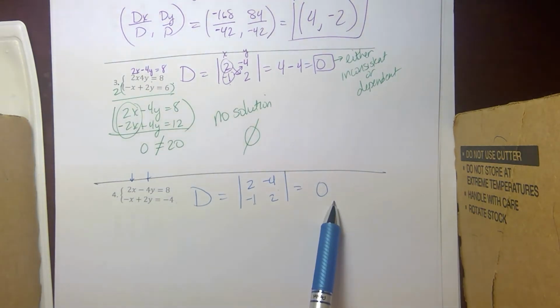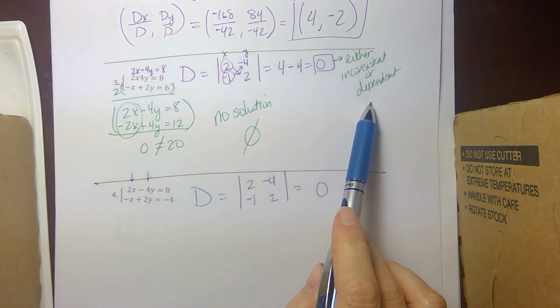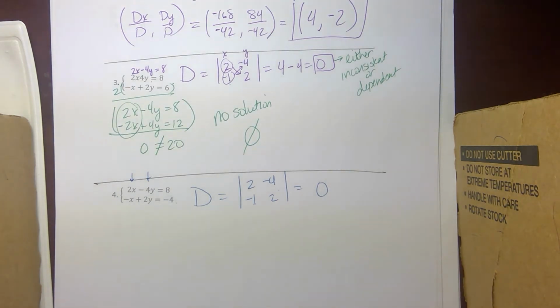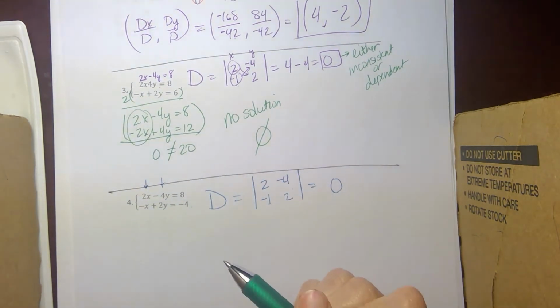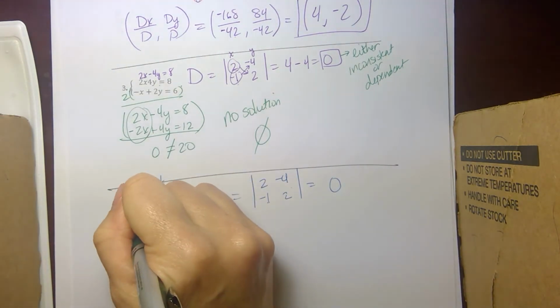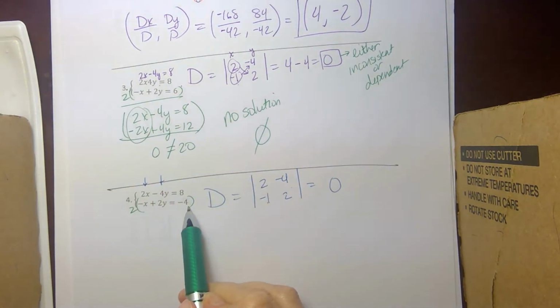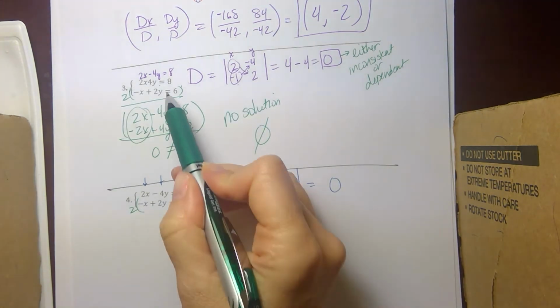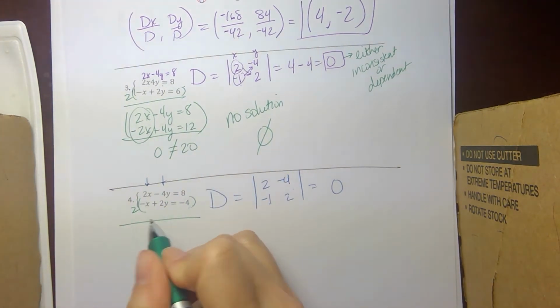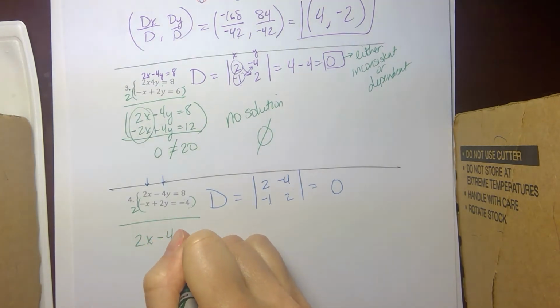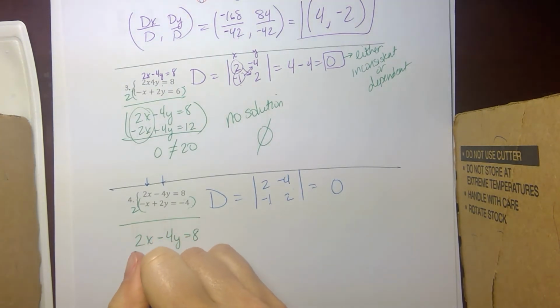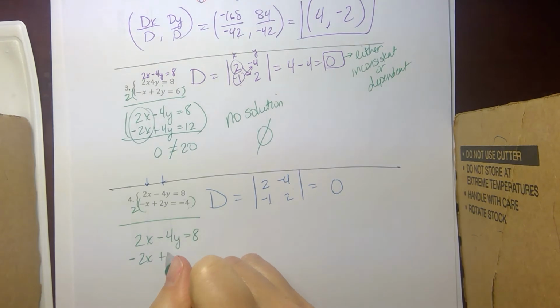That gives me a determinant of 0, which means that my system is either inconsistent or dependent, and I have to do something else to figure it out. I can do the same thing. I can still multiply this by 2. It's going to give me a different answer here because I changed this constant. It was a 6, now it's a -4. So let's do the addition. We're not changing the first equation. The second equation is -2x plus 4y equals -8.